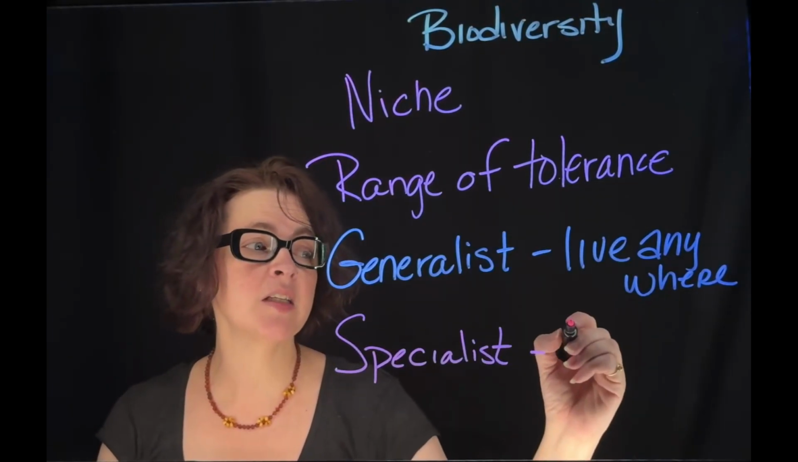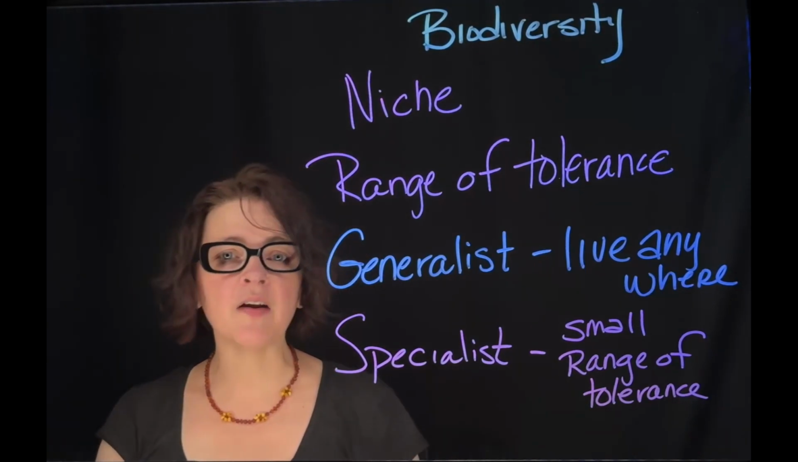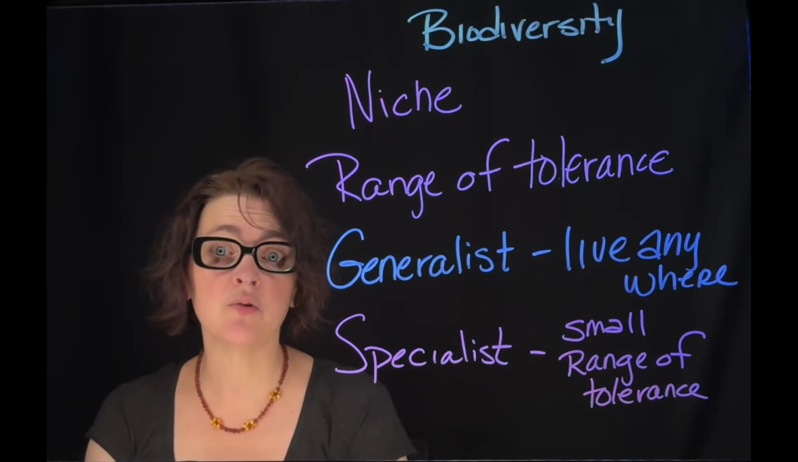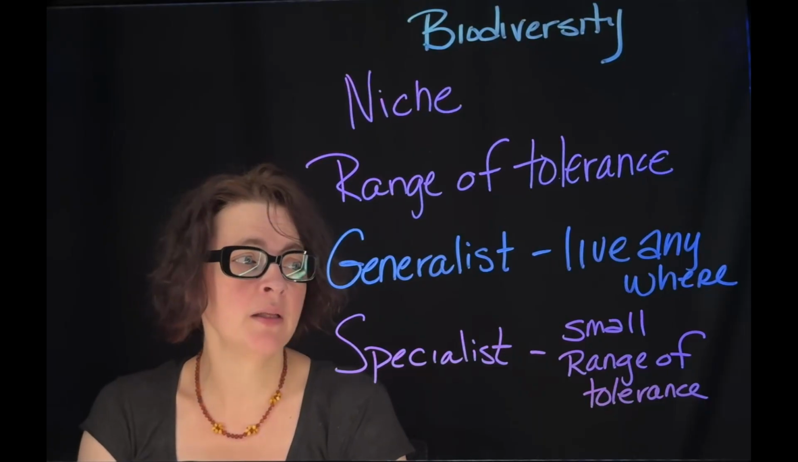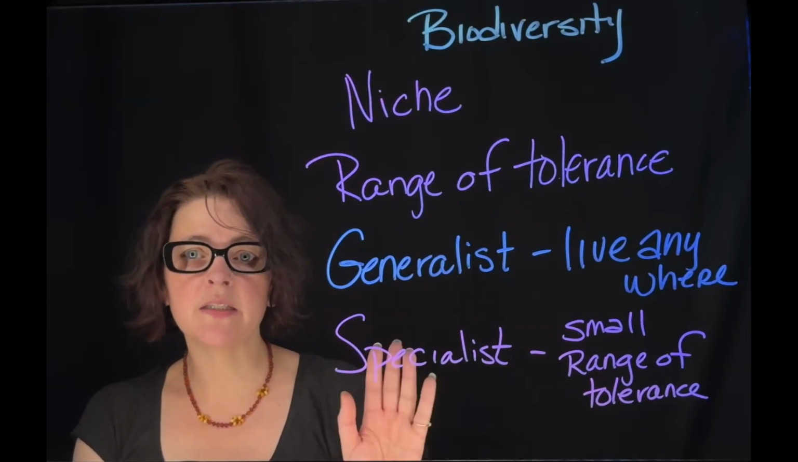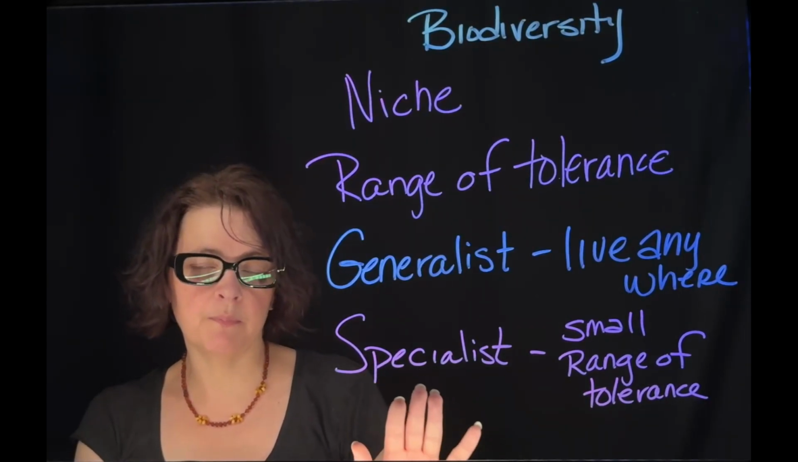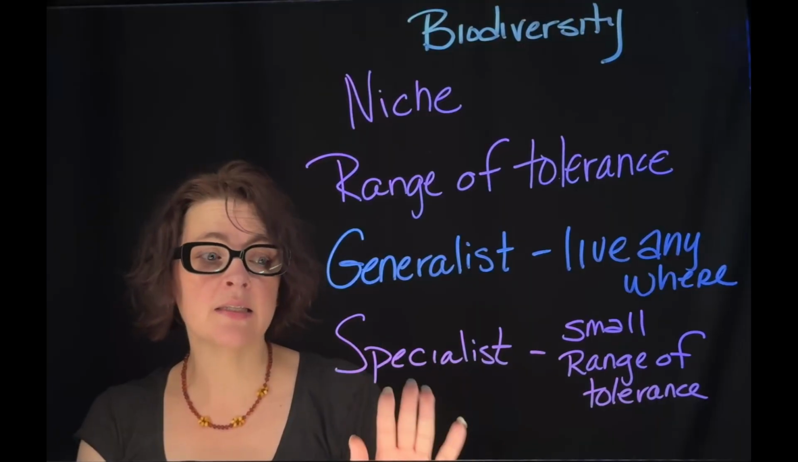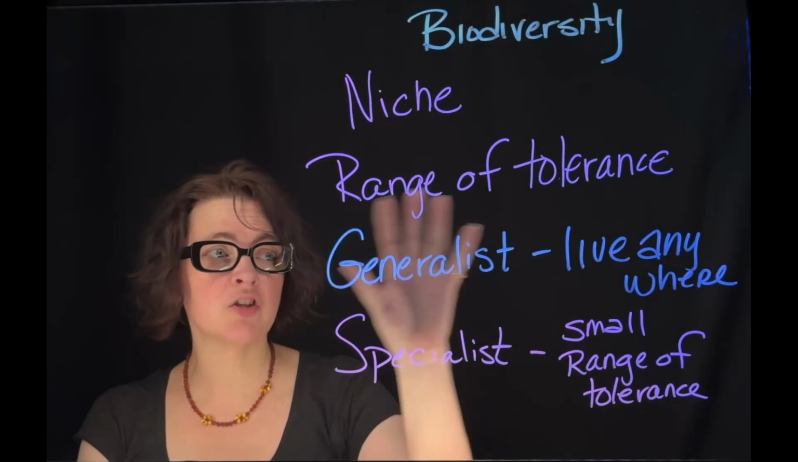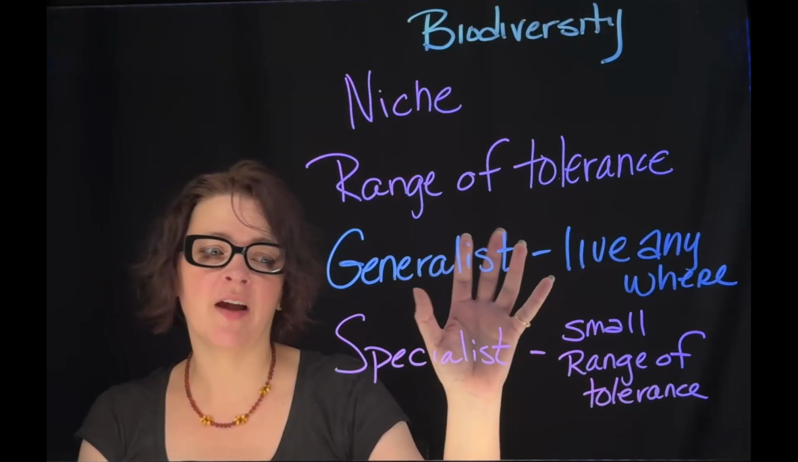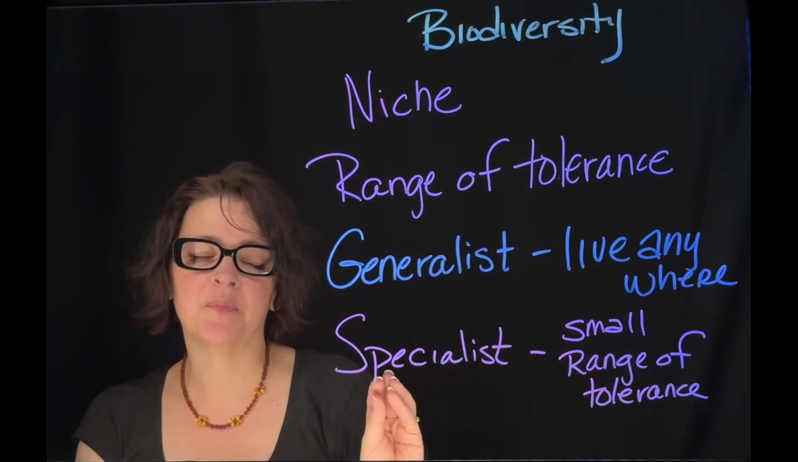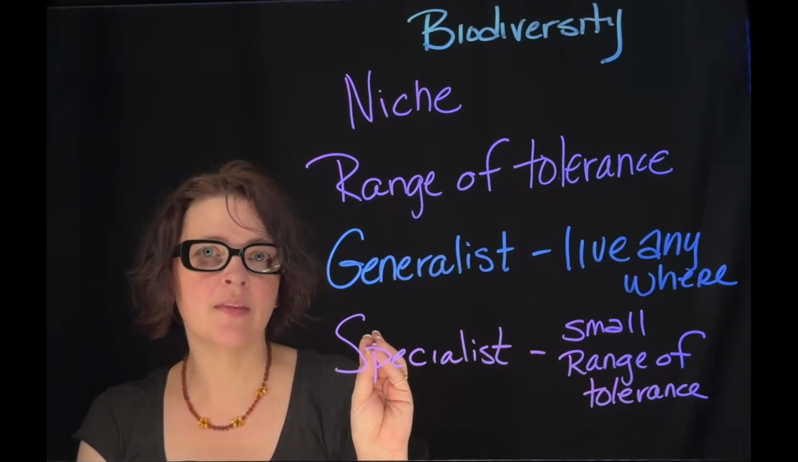Specialist species have a very small range of tolerance. So it's very difficult for specialist species to pick up and move and be able to withstand changes in their environment. When looking at specialist species, these are the species that are generally going to go threatened and extinct before a generalist species, because a generalist can withstand bigger changes within their environment, where specialist species are much less tolerant of changes.